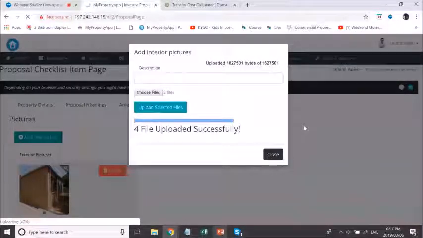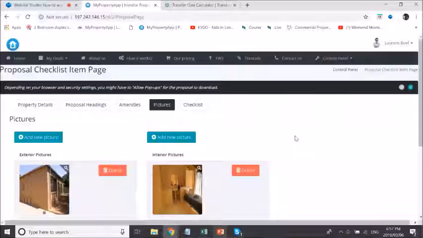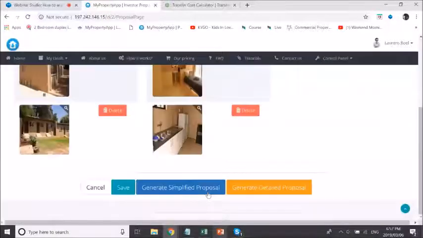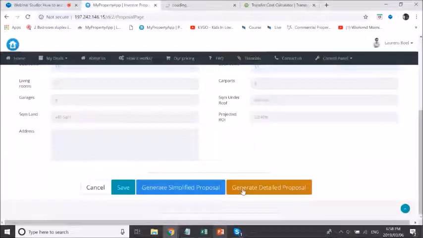Again, I've put some big pictures on there, so I hope it doesn't slow it down too much. There we go. Okay, so the pictures are there, and then you can go to the checklist as well. Okay, so your choices now are to save this, generate a simplified proposal or a detailed proposal. So I'm going to generate a simplified proposal as well as a detailed proposal.